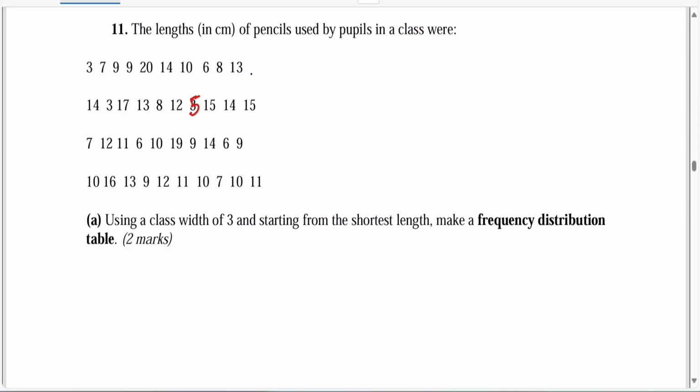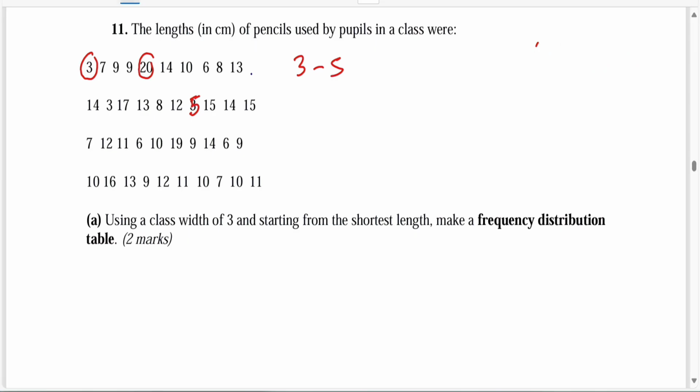Okay, so let's continue. So remember, starting with the shortest length being 3, there's no other shortest length here, and the greatest being 20. So when you're creating a class, your class should start from 3 to 5, because it's a class width of 3. So ukiona 3, 4, 5. Na wala usifanye sijui 3 uka 3 pa 6 ukasema ni 3 paka 6, which is very wrong. So ukiangalia hata 5.5 minus your lower boundary, itakupa class width ya 2.5. It gives you class width of 3.